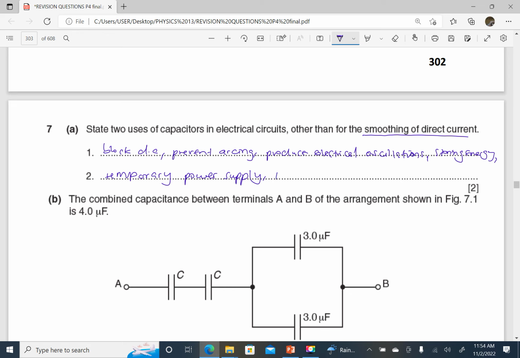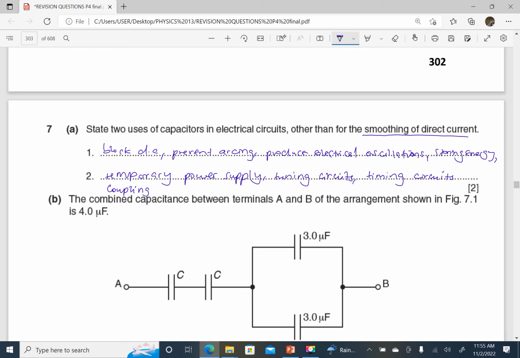Capacitors can be used in tuning circuits. Capacitors can be used to produce time delay in timing circuits. They are used in timing circuits to produce time delays. So the list is long. They can be used in coupling. Remember coupling, I said that is linking one circuit to another circuit. That is coupling. So you can't fail to state only two out of these.